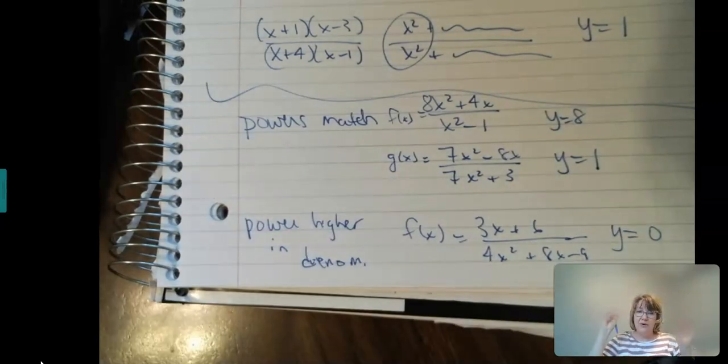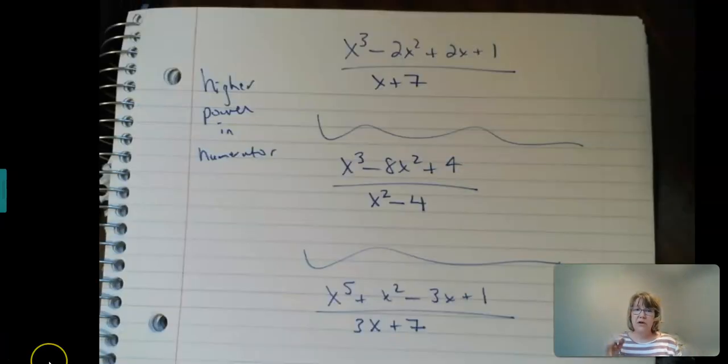All right. Now, let's look at what if we have a higher power in the numerator. That's the one where we have some work. I'm going to pause and we'll talk about that. Okay, if you have a higher power in the numerator, this is when you can get slants, linear asymptotes, parabolas, things like that.